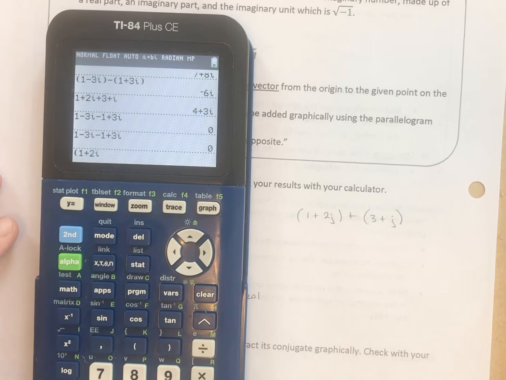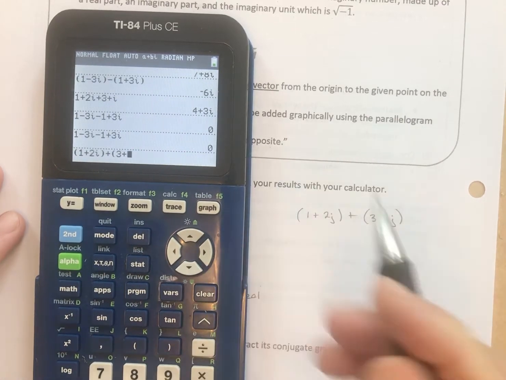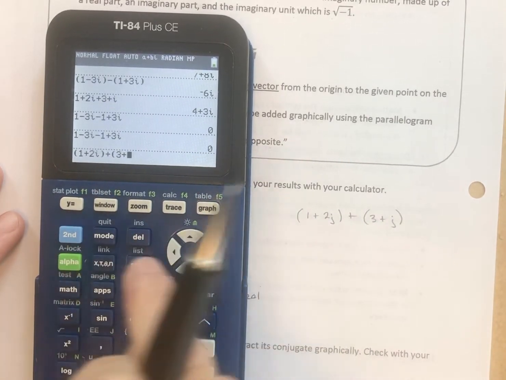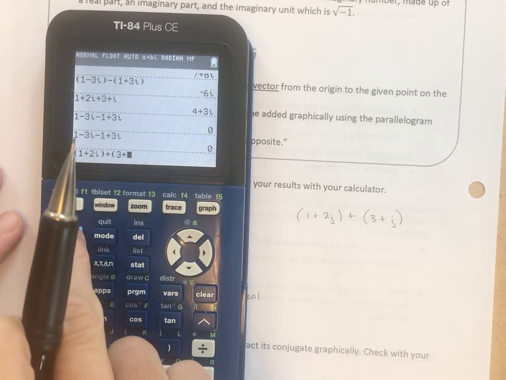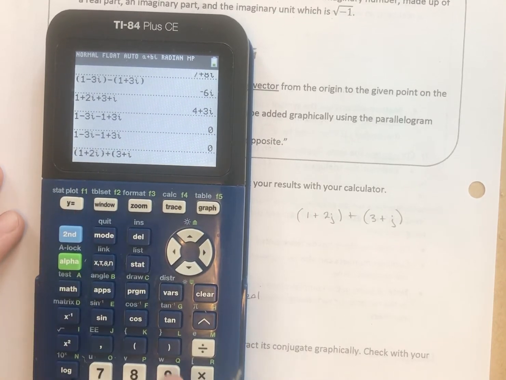Again, it's the blue key, the very bottom in the middle above the decimal point. So that's my first complex number. I will add that to my second complex number, 3 plus simply a j or an i, the complex 1. So I'll go back down and pick up that i.